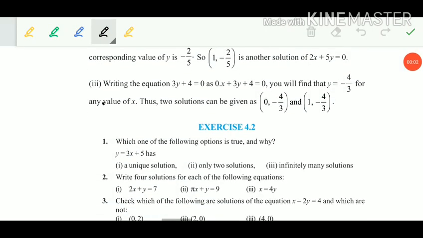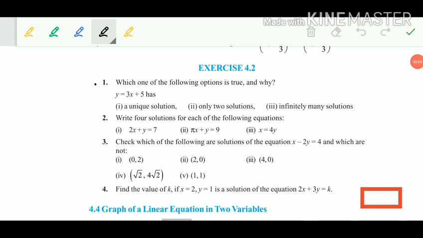Now we will start exercise 4.2. Question number 1. Which one of the following is true? The linear equation is given, y is equal to 3x plus 5. So it is a linear equation in two variables. It has a unique solution, two solutions, or infinitely many solutions. As we discussed earlier, a linear equation in two variables has infinitely many solutions. So this option is correct.